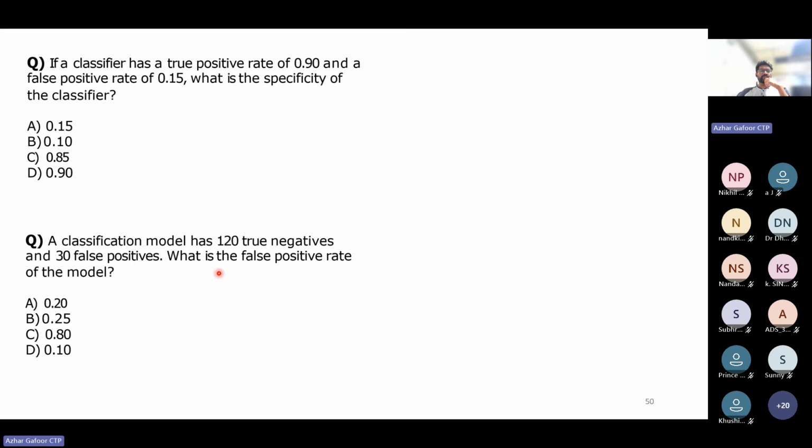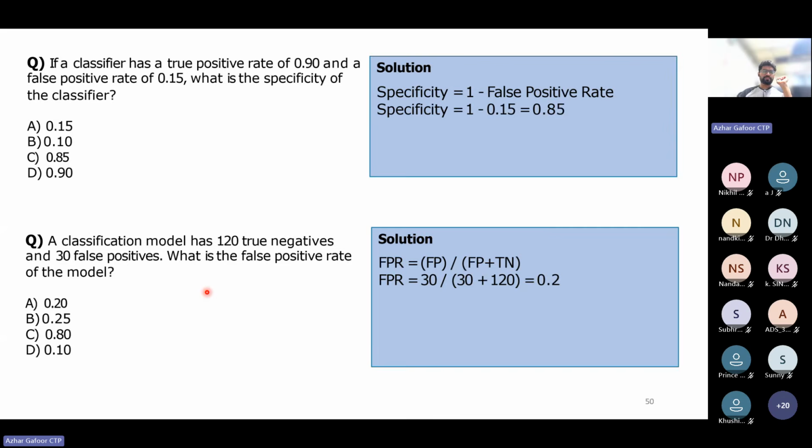Then, a classification model has 122 negatives, so 122 negatives and 30 false positives. What is the false positive rate of the model? The false positive rate is equal to FP divided by FP plus TN. So that will be 30 divided by 150, which will be equal to 0.20.